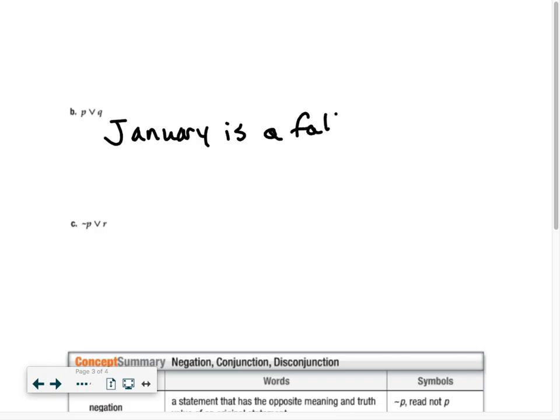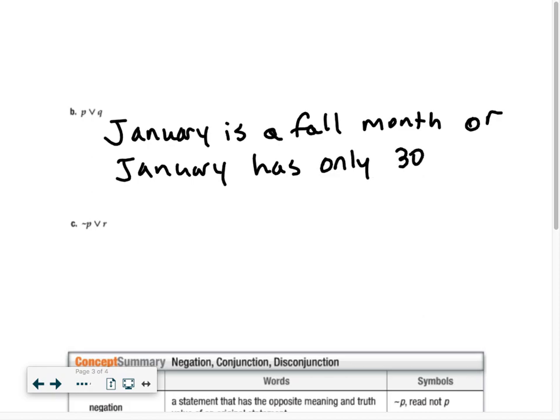Or the second statement, Q, January has only 30 days. What is the truth value of both statements? First statement, January is a fall month. That's false. It's a winter month. Second statement, January has only 30 days. Well, that's false as well. So 2 falses, when we use or, 2 falses make the whole thing false.